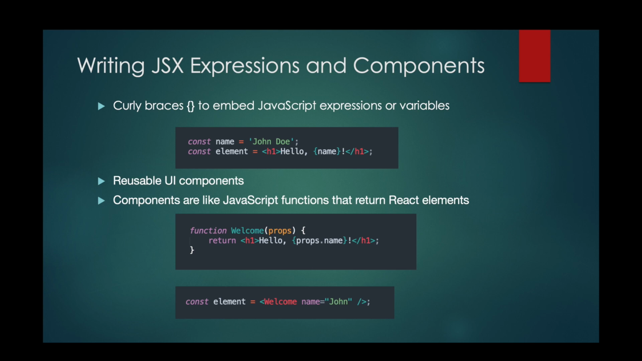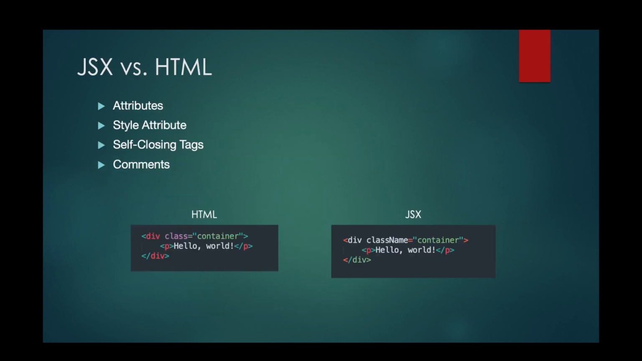JSX also allows you to create reusable UI components. Components are like JavaScript functions that return React elements. Here's an example of a simple functional component written in JSX. function Welcome(props) { return <h1>Hello, {props.name}</h1> }. You can then use this Welcome component within other JSX code by writing const element = <Welcome name="John" />, where Welcome is the name of the function and name equals John is the prop it will take inside and print that name next to Hello.